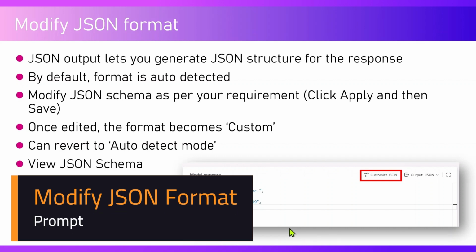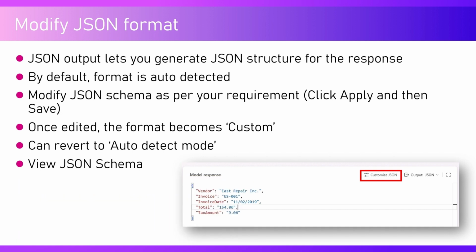In this video, I'll show you how to modify the JSON format while writing and executing a prompt. Now, this interface will be presented when you create a prompt in either Power Apps, Power Automate, or Copilot Studio, which I'm going to demonstrate in some time. Basically, you can modify the JSON format as per your requirement.